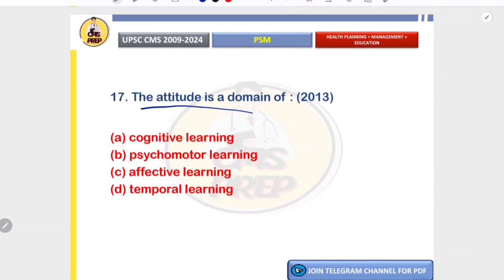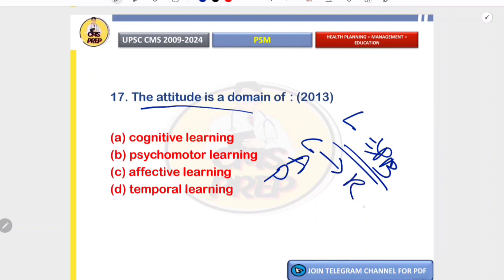The attitude is a domain of. So what is learning? Learning is a relatively permanent behavior change that occurs due to practice or experience. So there are three types of learning: cognitive learning, affective learning and psychomotor learning. Cognitive learning is associated with knowledge, affective learning is associated with attitude, feelings, emotion, values, etc., and psychomotor learning is associated with skills. So the correct option is affective learning.